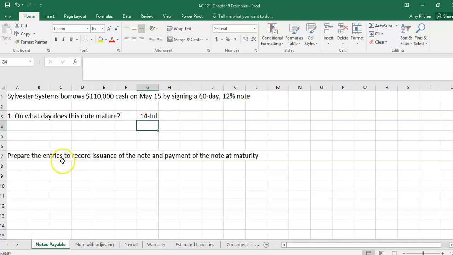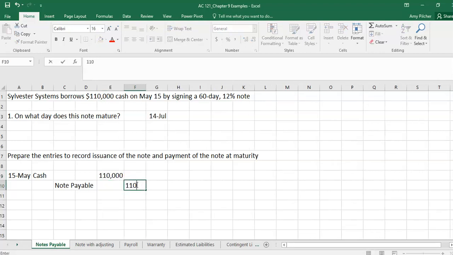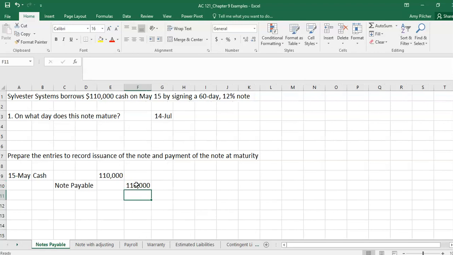Then we're going to prepare the entries to record the note and the payment of the note on maturity. On May 15th, we took the note out. On that day, we received cash, and we would have a note payable liability. We receive cash of $110,000, and we record a note payable of $110,000.